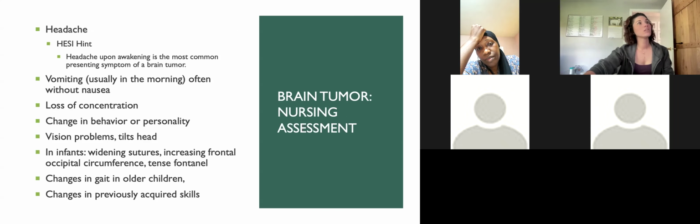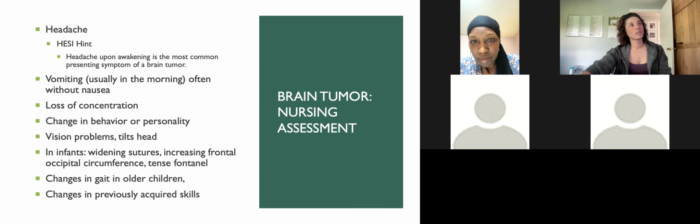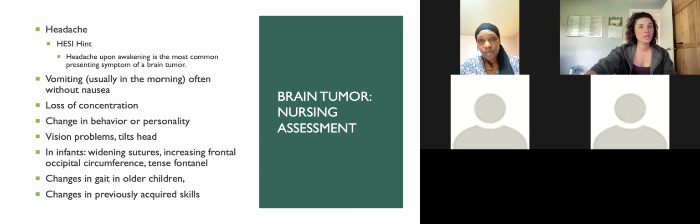Also, headaches. A headache upon awakening is the most common presenting symptom of a brain tumor, often associated with vomiting in the morning. Even though the patient may not be nauseous, they have a hard time focusing. You might notice changes in their personality. They might have vision problems. They might try and tilt their head to correct their vision, or try and block one side of their vision so that they can focus a little bit easier.